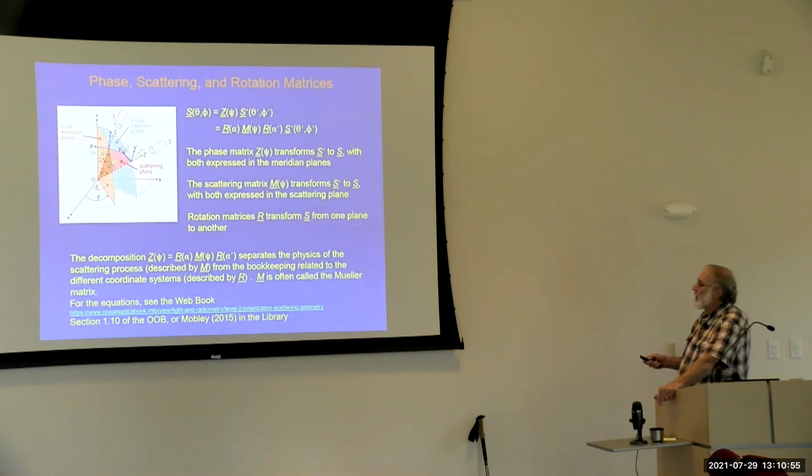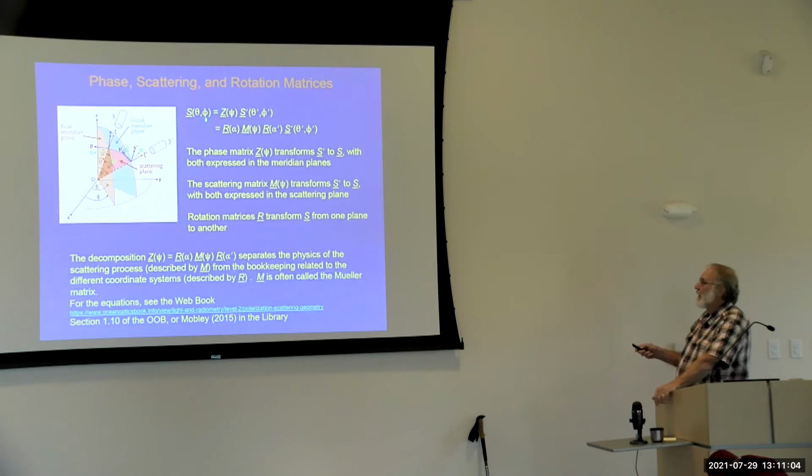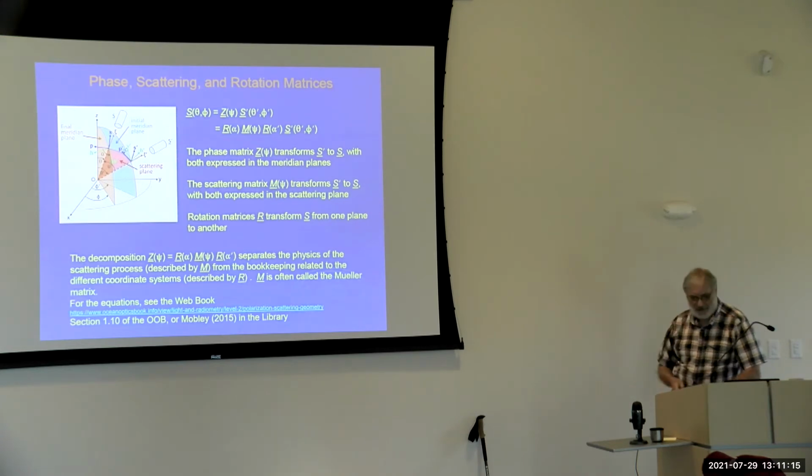So anyway, what we've done is taken our phase matrix, which you can think of as the big volume scattering function for polarized light, and turned it into some geometry times some physics times some geometry, and you finally get the last thing there. And if you actually want to see the equations, go to the web book.